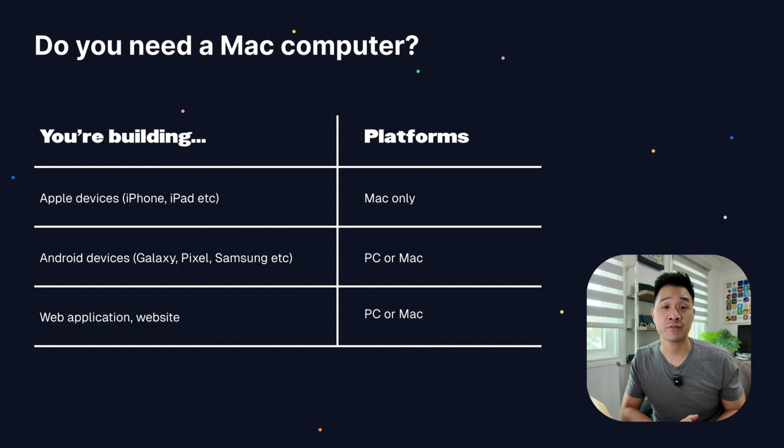Take a look at this quick reference table. If you're building an Android app or a web app or a website, then you can use a PC. And if you're not sure what kind of app you're trying to build, just comment below and we'll help get you sorted out. Now, assuming that you're here wanting to build an iPhone app, let's proceed with how to get access to a Mac.